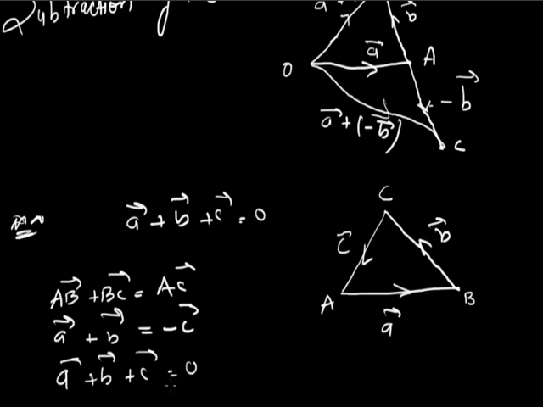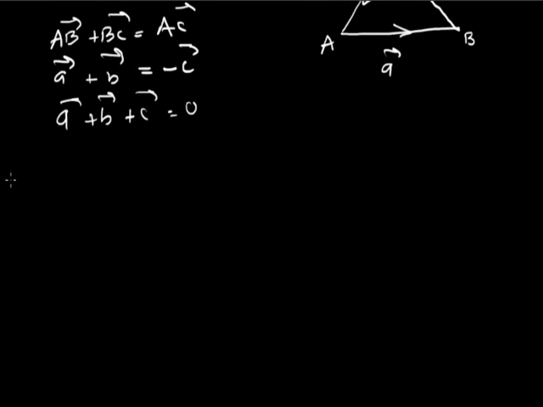So if the a vector, b vector and c vector are represented by the sides of a triangle taken in order, then a vector plus b vector plus c vector is 0. Now let's take an example.